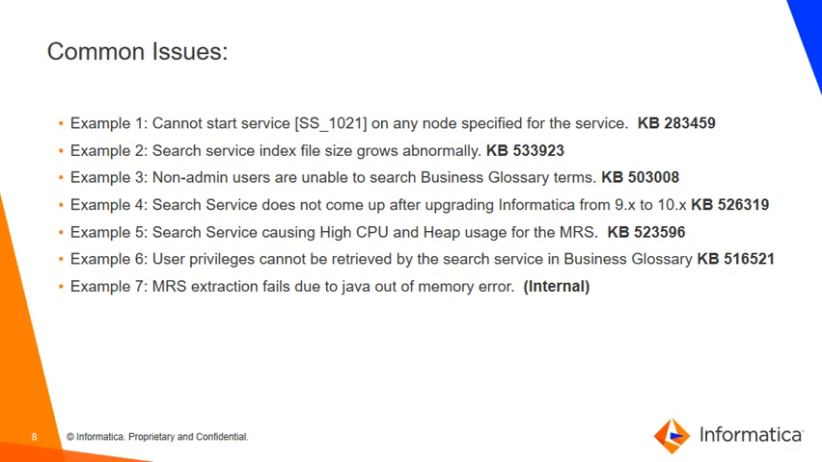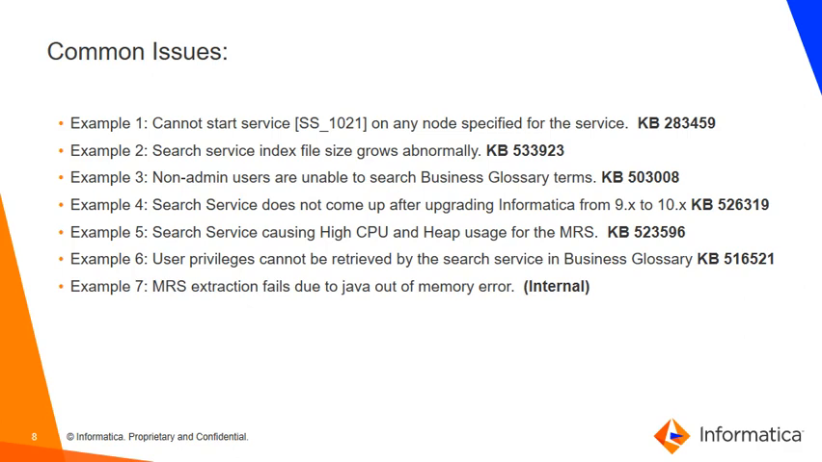In example 2, you see the search service index file size grows abnormally. These kinds of issues were observed in previous versions, and we have seen that the H2 library was upgraded. Just for an example, in that scenario, we have seen the H2 library was upgraded to version 1.4.1.9 in 10.1.1 HF1, and that addressed the performance issues with indexing. So there is a known limitation with that H2 version which had caused that.